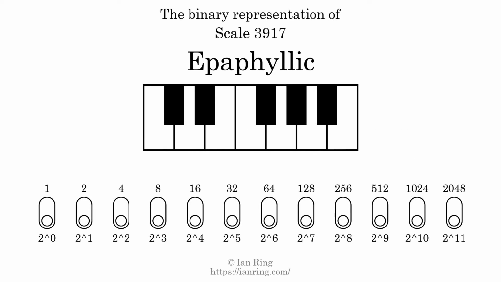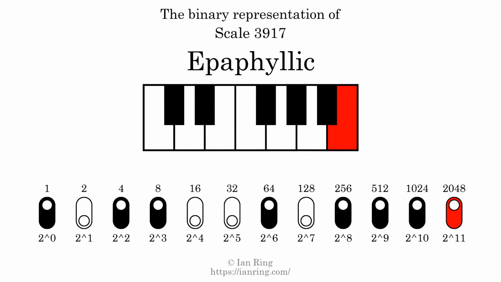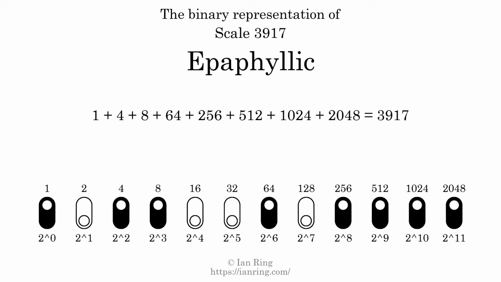The binary representation of this scale is determined by mapping tones of the scale to binary digits. Each binary digit represents a power of 2. To get the scale number, we add the powers of 2 together. The powers of 2 that are present in the scale, all added together, equals 3917.